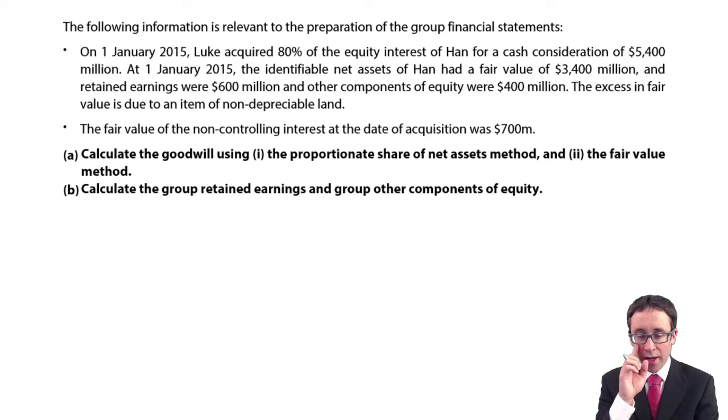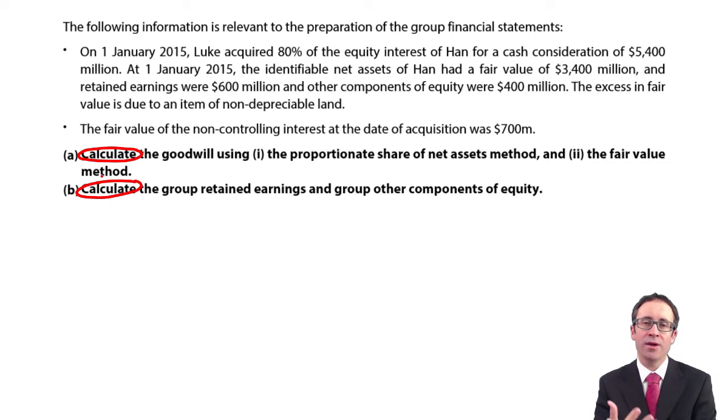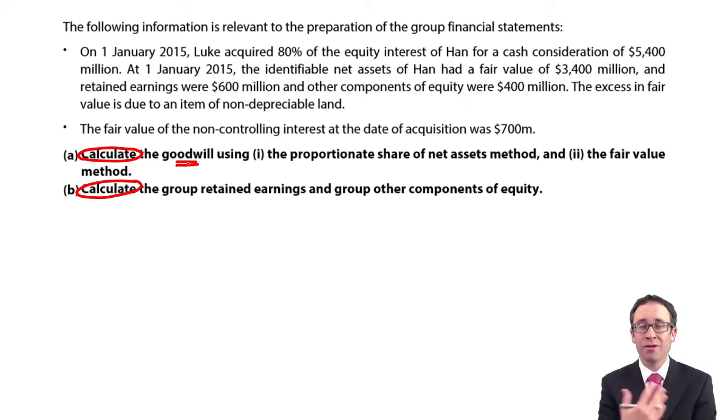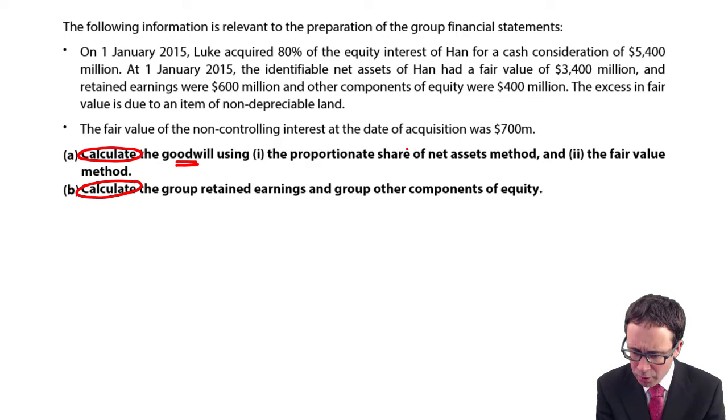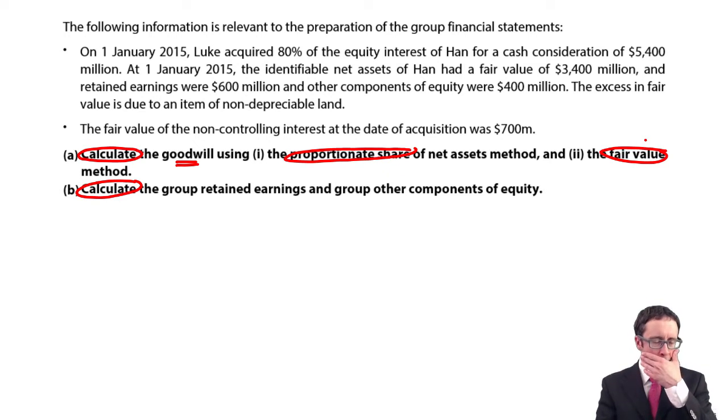Okay. So what you've got here, both parts are to go through there and do some form of calculation. Obviously, the real exam will be calculate and explain. But here, part A wants us to work out goodwill. So that's going back to your standard workings that you have for goodwill, looking at the fair value of the consideration, adding on the non-controlling interest, and then deducting the net assets at date of acquisition. And just note it wants us to work the goodwill based upon the proportionate share method and then the fair value method.